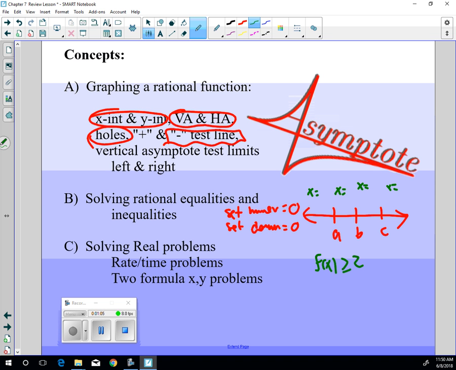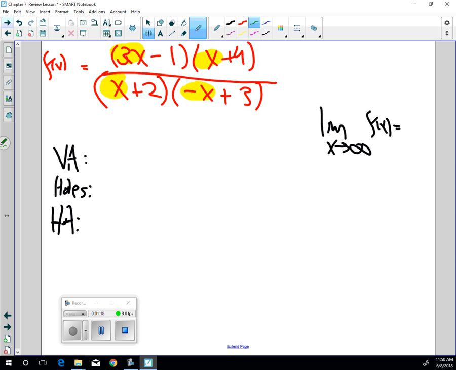Solving real problems, rate, time. Rate plus rate equals rate, or time plus time equals time. Two formulas with the x, y problems where you have to define x, find the equations. And then I have some limits that I thought I would do. So let's do that first. Let's find the vertical, and you can stop the video and try these.